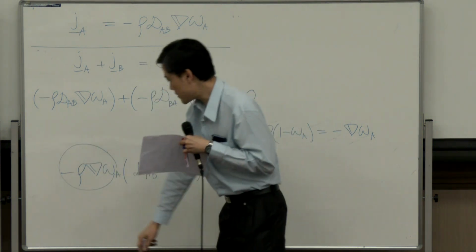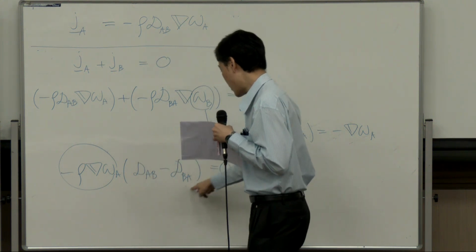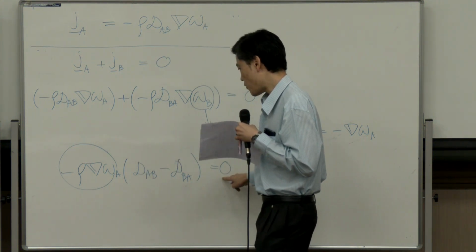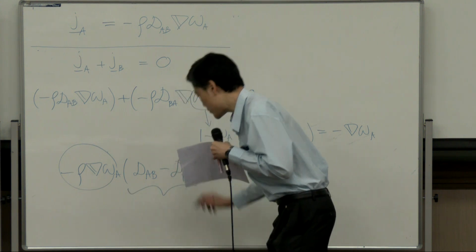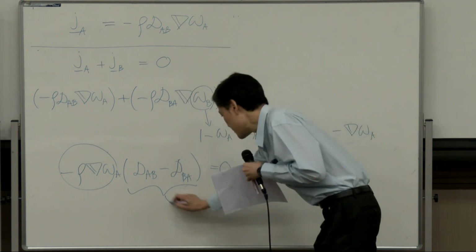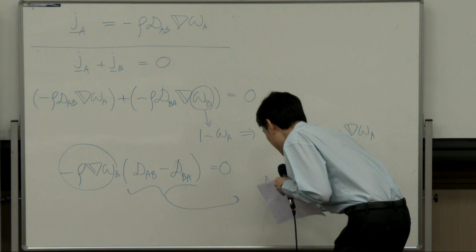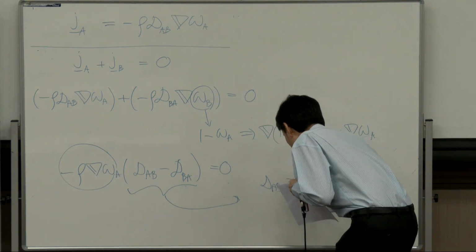This side is not necessarily 0, so that means in order to make this equation 0 all the time, this term must be 0. Being 0, it means DAB would equal DBA.